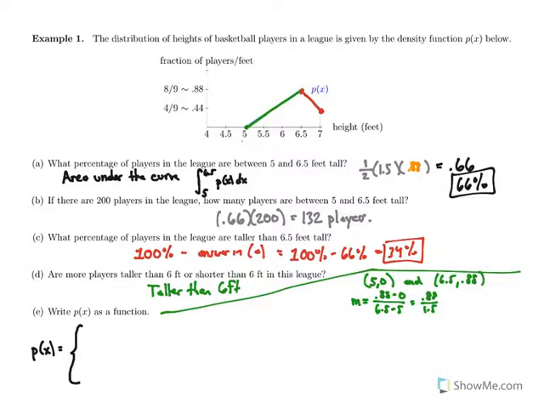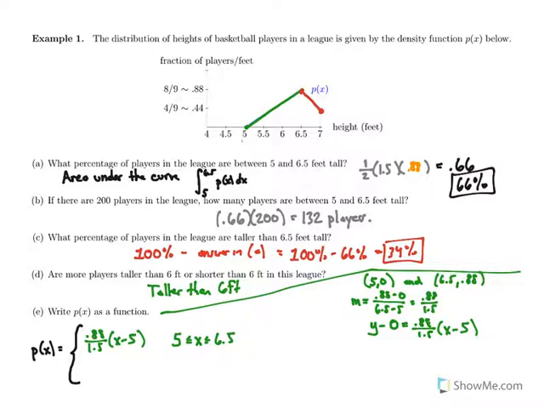We can plug this into the point slope form. That's going to be y minus y1, which is 0, equal to the slope times x minus x1, which is 5. And we will write that as our line here, 0.88 over 1.5 times x minus 5. And this is the line for all the x values from 5 to 6.5.